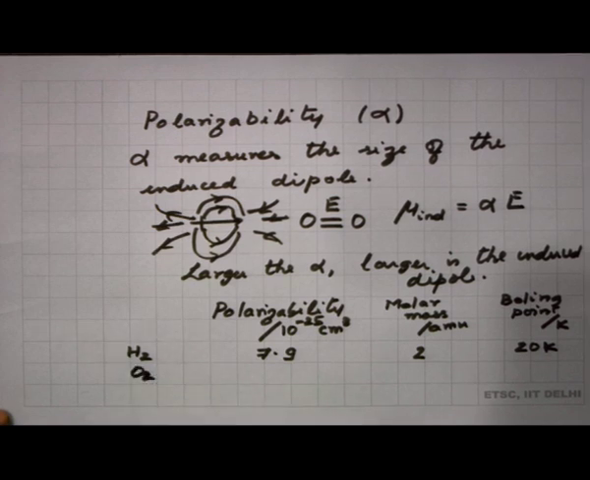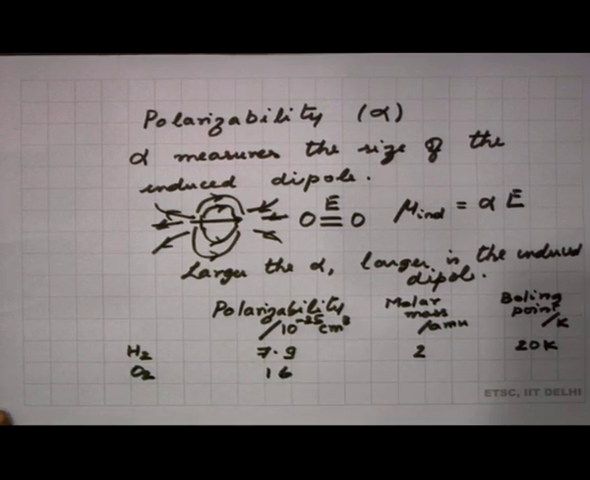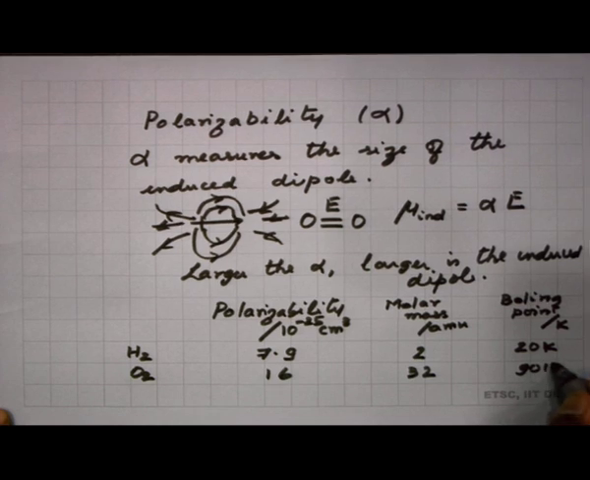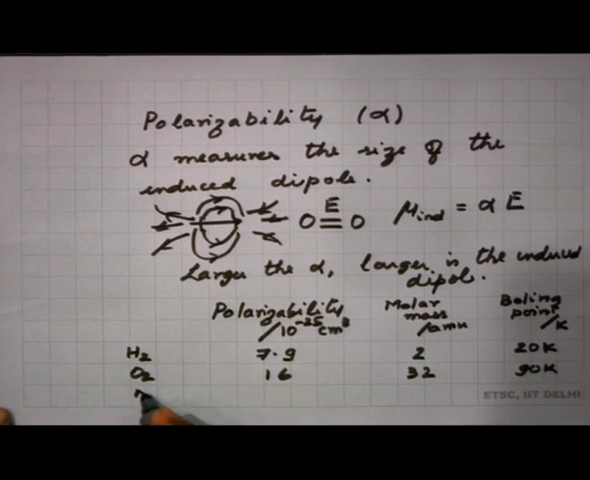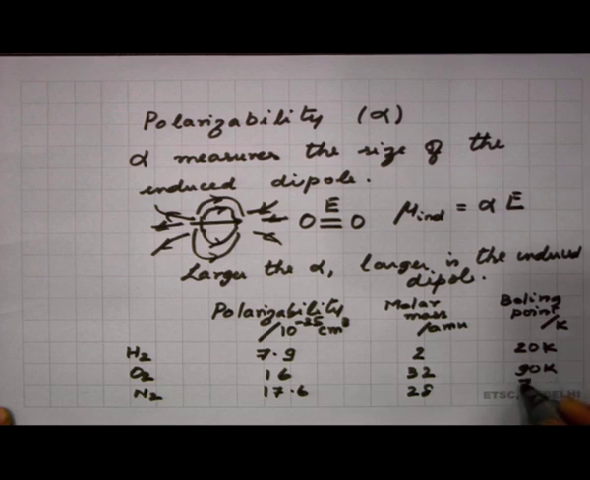Oxygen has a polarizability of 16, a molar mass of 32 and a boiling point around 90 Kelvin. Nitrogen has a polarizability of 17.6, molar mass of 28 and a boiling point of 77 Kelvin.